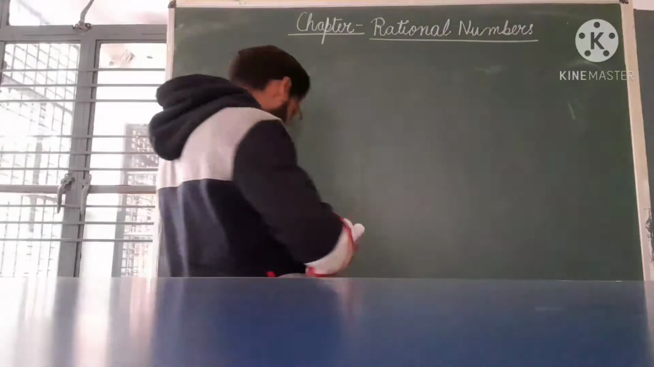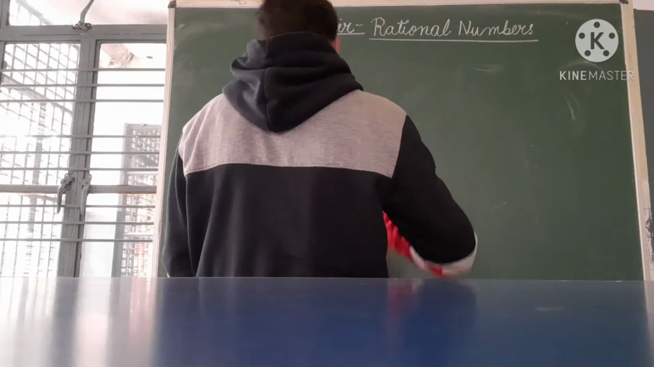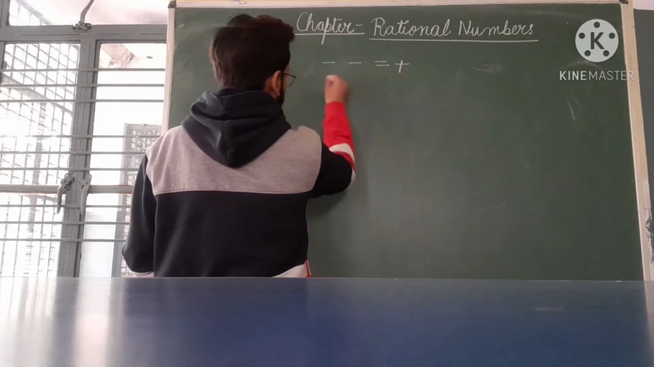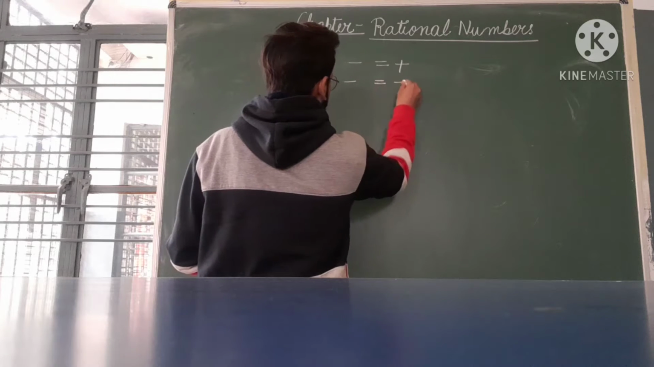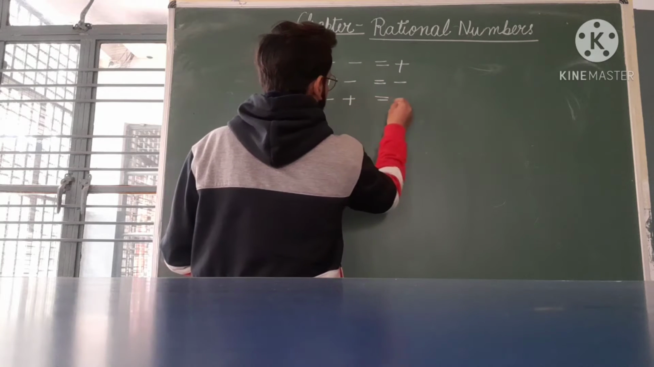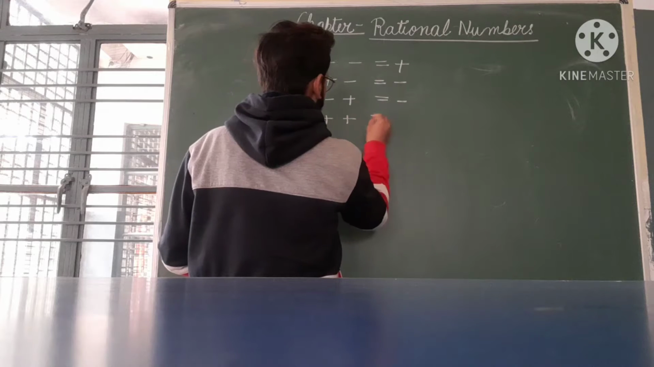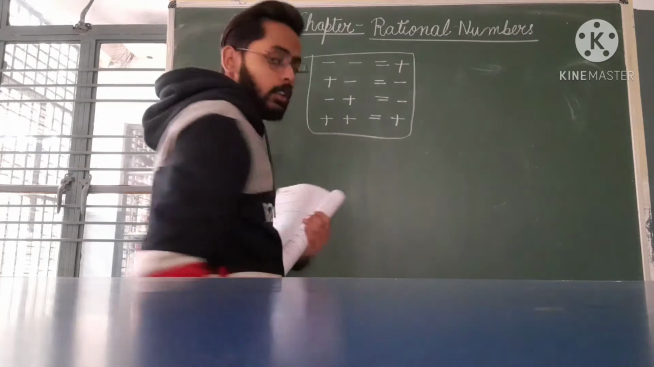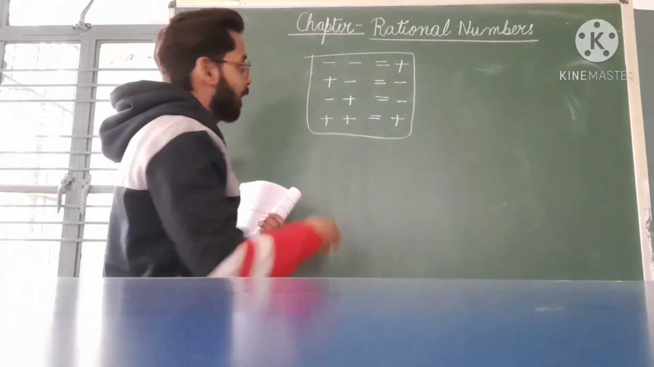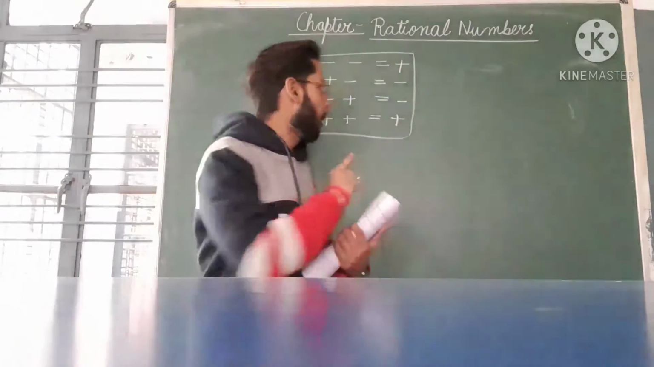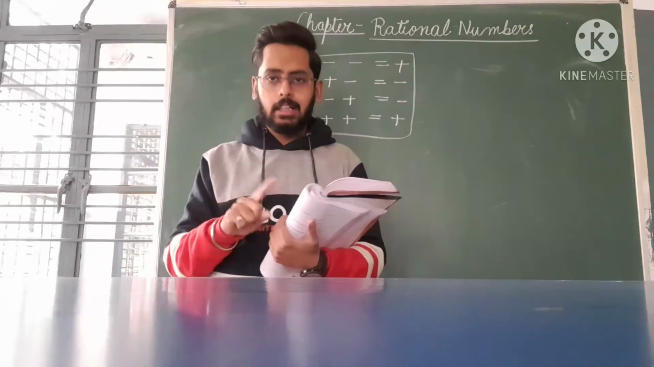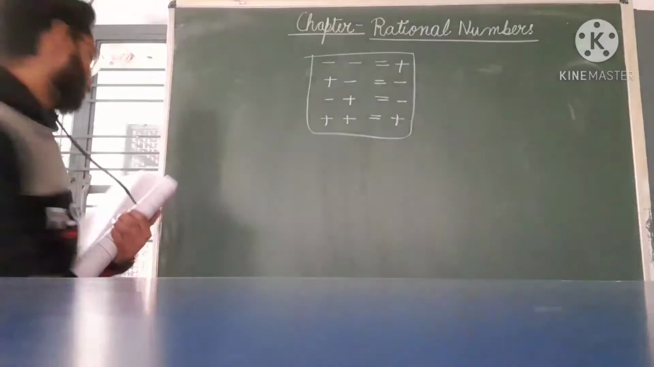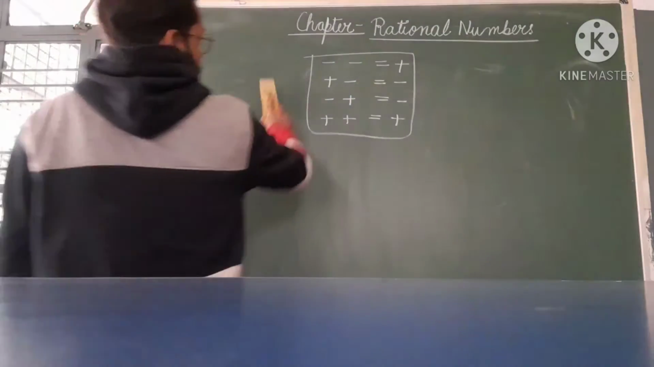What I want to say is that you should remember these signs: if minus minus come together, they give plus; plus minus gives minus; minus plus gives minus; and plus plus gives plus. Okay, just revise these signs for plus, minus, subtraction and division. That is, minus minus gives out plus, plus minus gives out minus, minus plus gives out minus, and plus plus gives out plus.